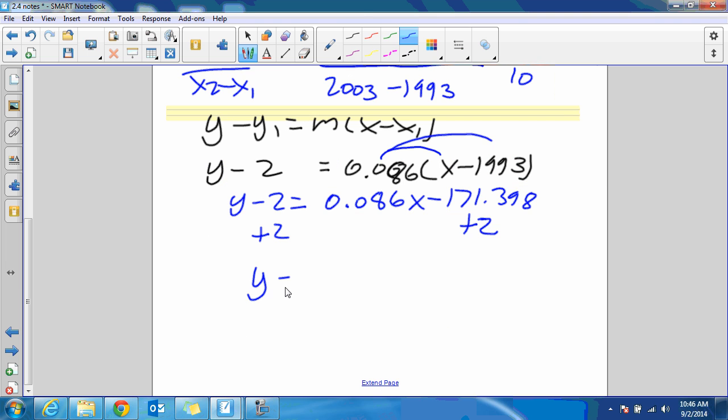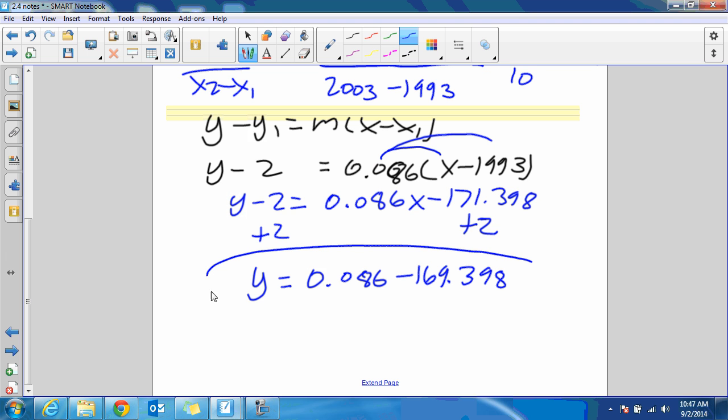And it'd be y equals 0.086x minus 169.398. Okay, and remember that's in millions. We've got our x. Okay, so given a year, you could multiply this in.